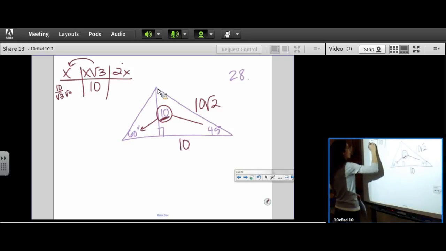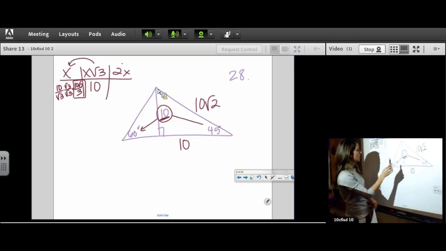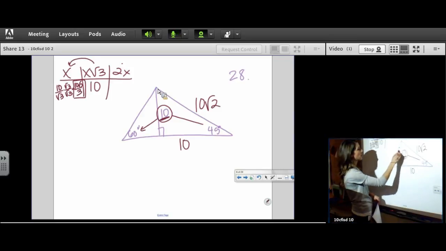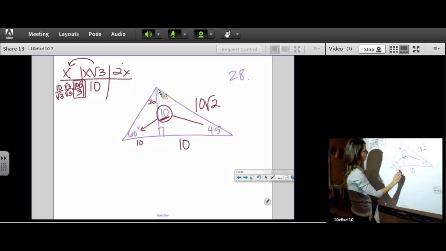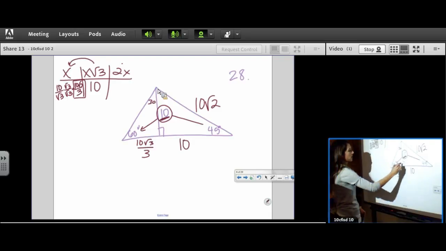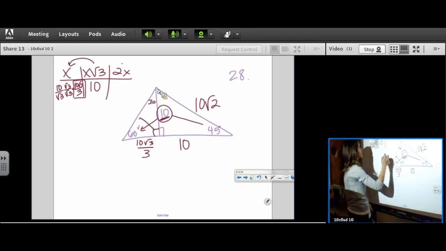It is improper to have a radical in the denominator. We've got 10 root 3 over 3. Oh my goodness, it doesn't get much uglier than that. So that goes across from our 30. Phew. Okay, and then across from 90, all you do is just double this thing.